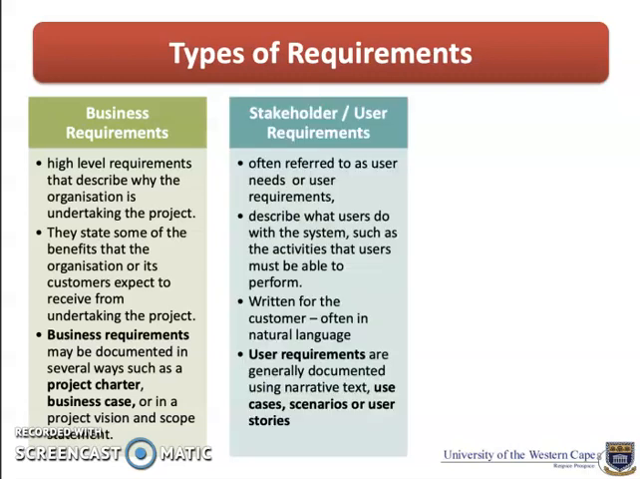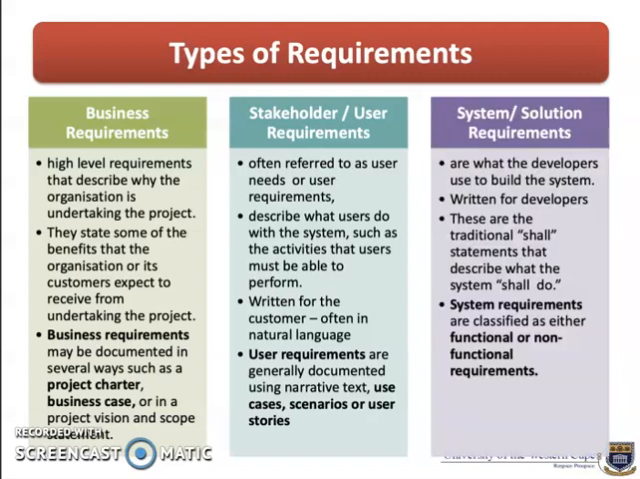The second type of requirements are called stakeholder or user requirements. These are always written from the user's perspective and are documented using techniques such as narrative text, use case diagrams, scenarios, or user stories. The last type of requirements are system or solution requirements.